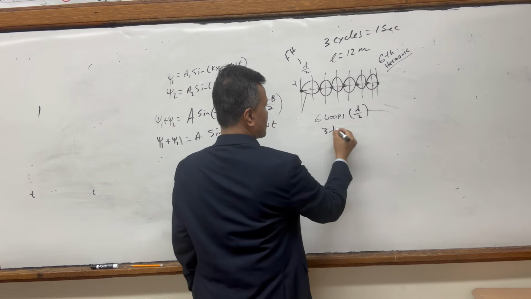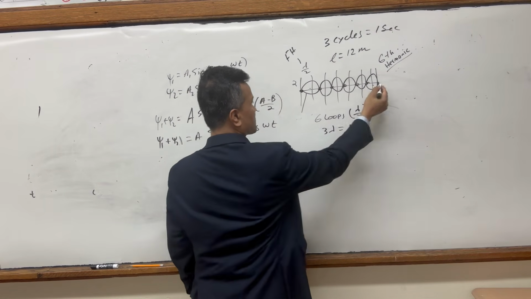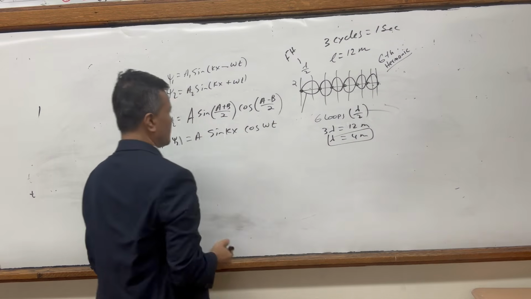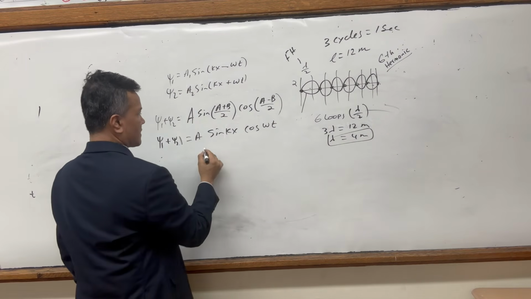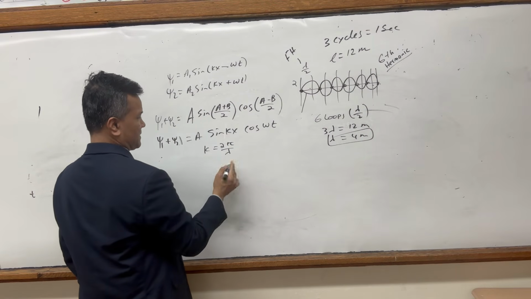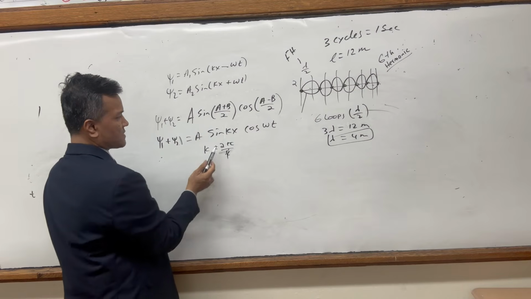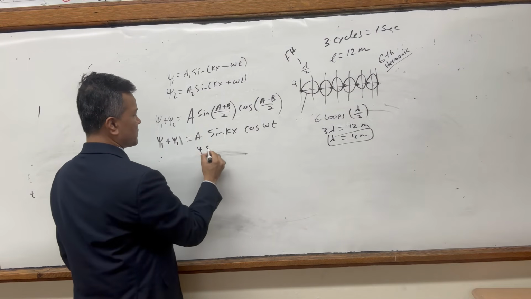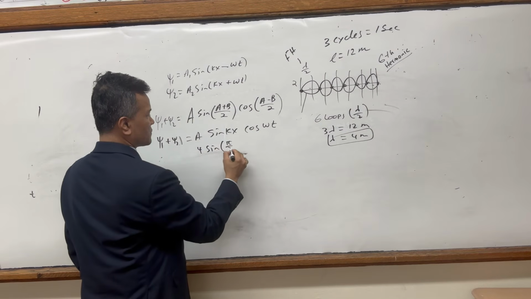So 3 lambda is equal to 12 meters. What is 12 meters? The rope. So lambda is equal to 4 meters. How is that going to help us find the equation? K is equal to 2 pi over lambda. Lambda is 4, so k is equal to pi over 2. So this is 4 sine pi over 2 x.